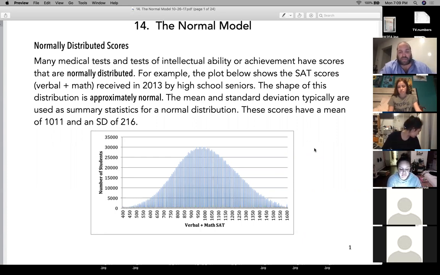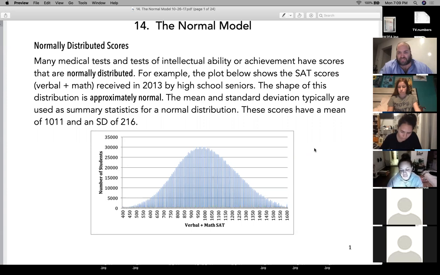So if we look at the picture that we have here, what we have is verbal plus math SAT scores from a 2013 group of seniors who took the SAT. It doesn't quite say how many, but it could be all of them because we're looking at a huge number here, hundreds upon hundreds of thousands of students. So this might be a grouping of all of them.